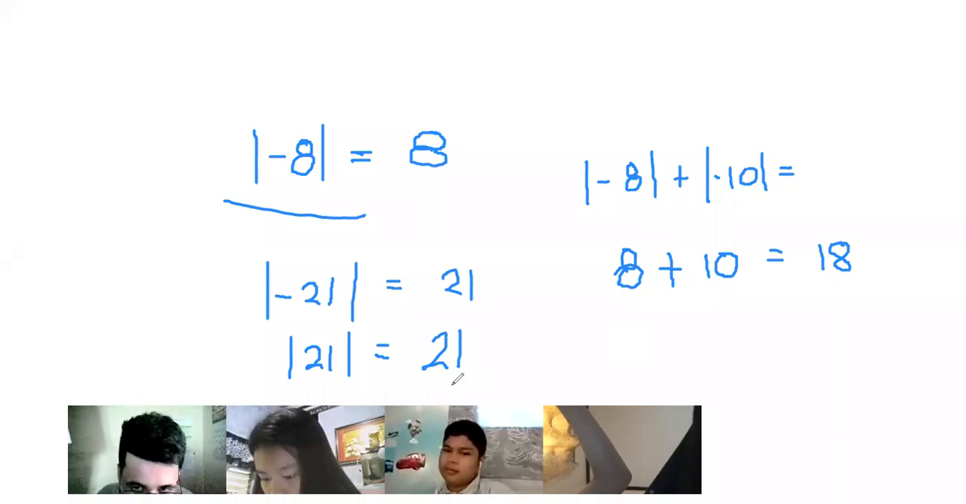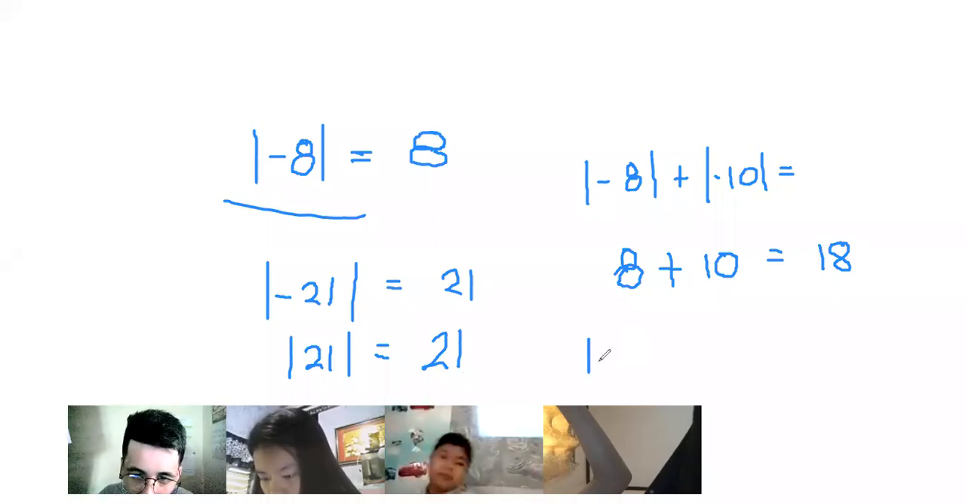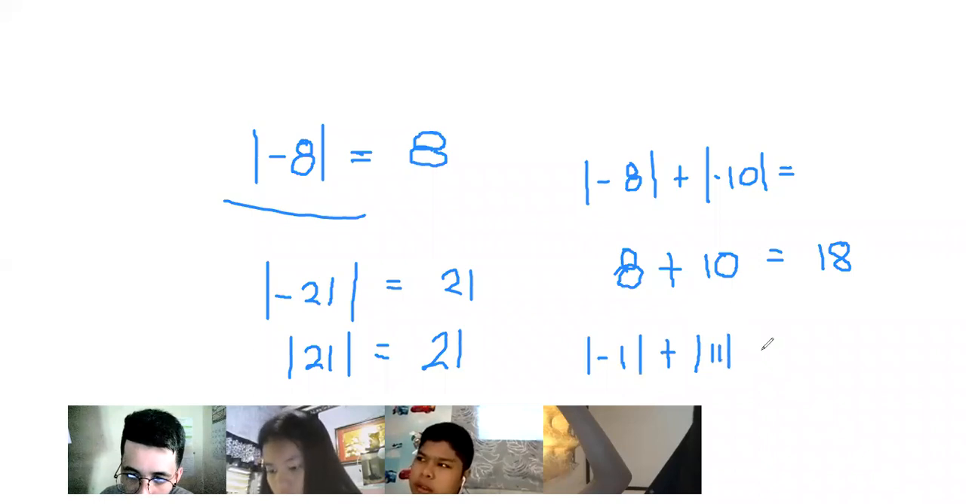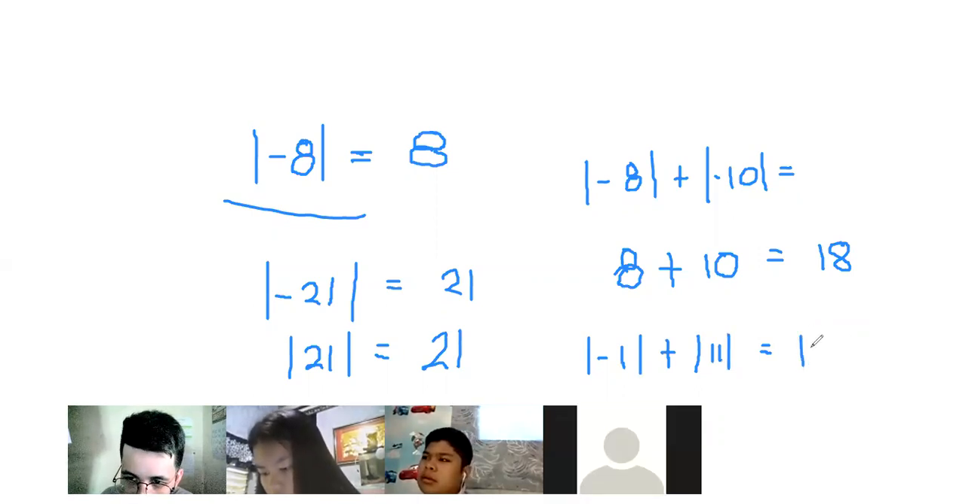Then another example, if we have the absolute value of negative 1 plus the absolute value of 11, what will be the answer? Well, 12, very good. So 12. So any number inside of the absolute value will become positive, kahit na anong number pa man.